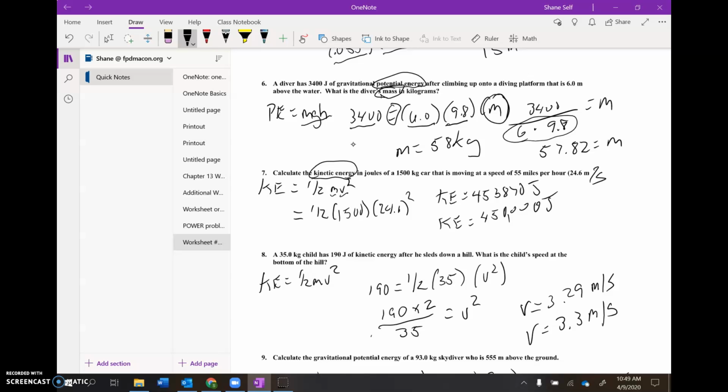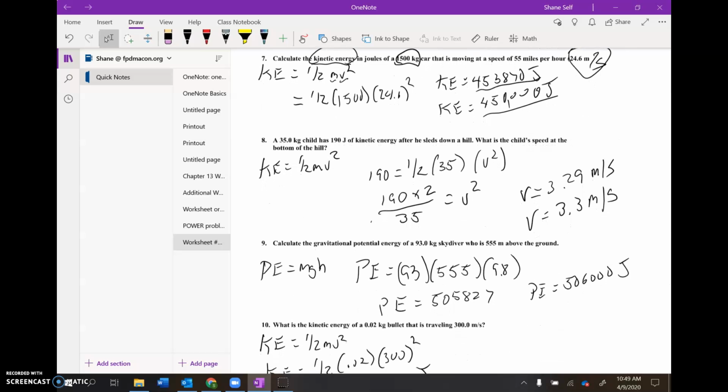That's 1/2 mv squared. So we have 1/2 times mass, which is 1,500, times our velocity, and we're going to use meters per second, squared. Square your velocity, multiply it by 1,500, multiply it by 0.5 or divide it by 2, either one, and you'll get kinetic energy is equal to 453,870 joules. In significant digits, 450,000 joules.